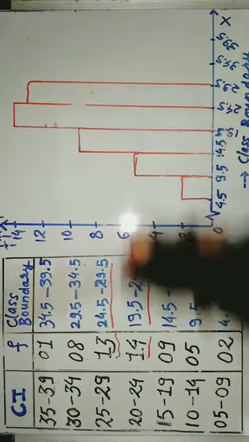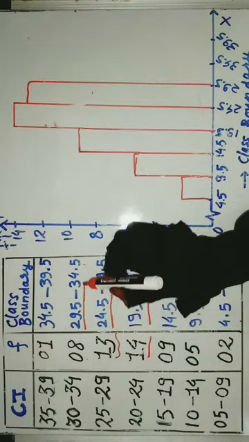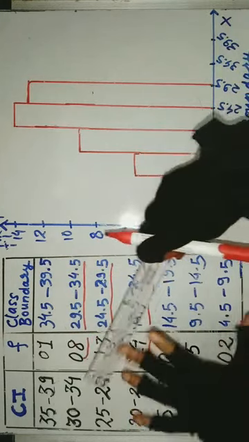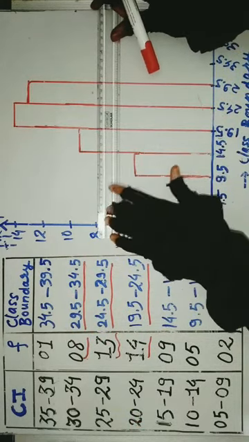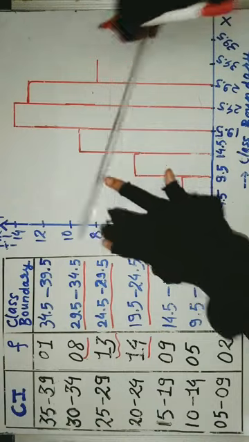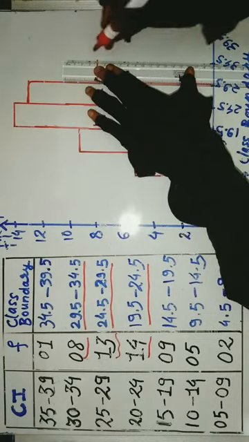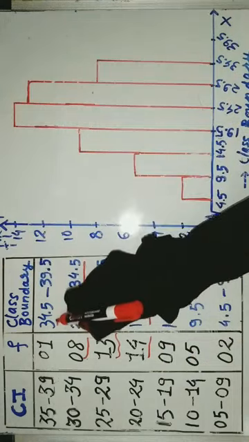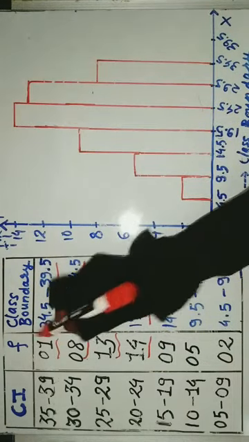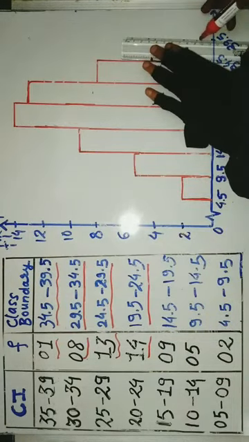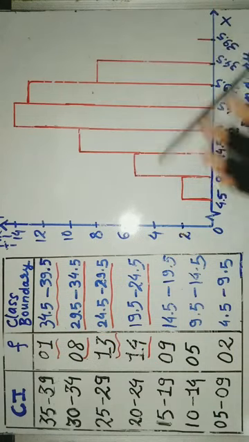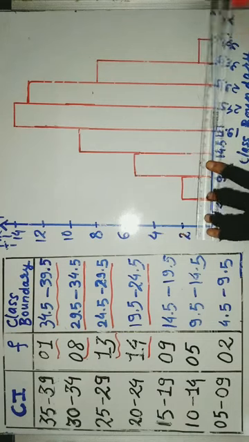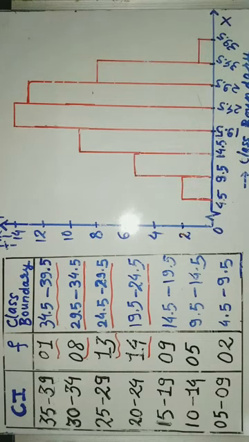So our next class is 29.5 to 34.5, and its frequency is 8. So this will be our next rectangle. Now the next class boundary is 34.5 to 39.5, and its frequency is 1. So this is our final rectangle. That is half of this 0 to 2 frequencies. So this is our histogram.